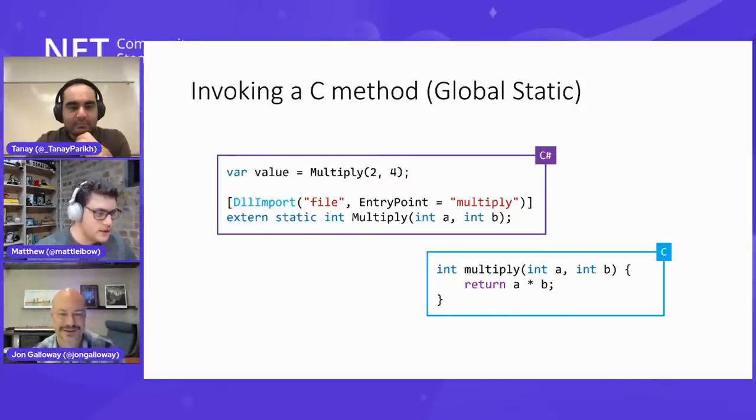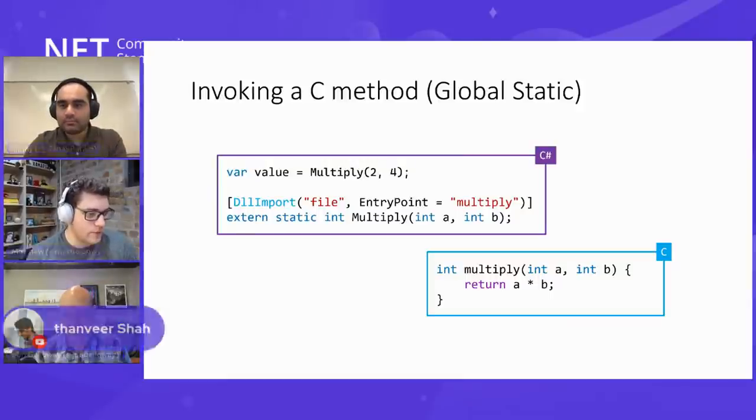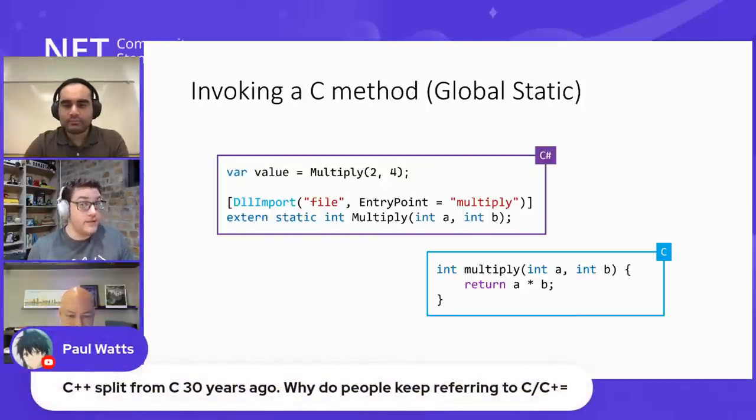Okay, yeah. So, a quick intro into including a C method. I saw a question in there saying, hey, C++ spun from C 30 years ago, so why do people refer to C and C++? The main reason is that C# actually interops more with C. So we can compile C++ to make it look like C, and I'll show you a snippet in my demo.